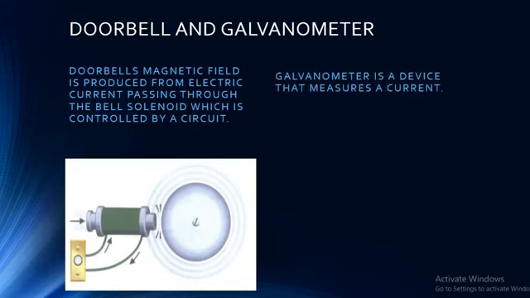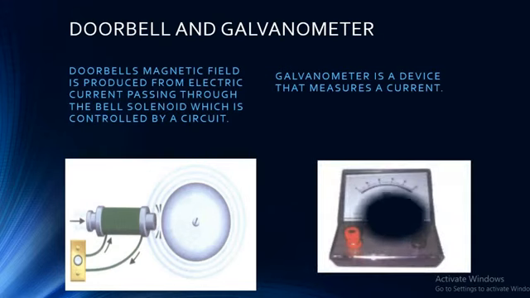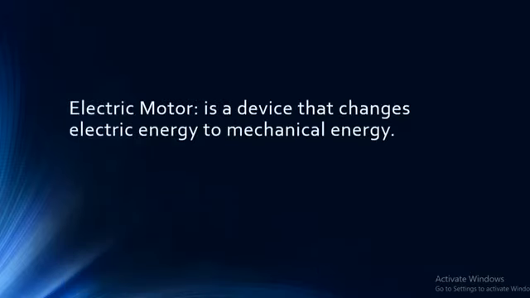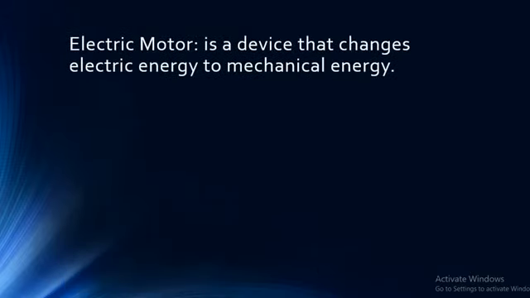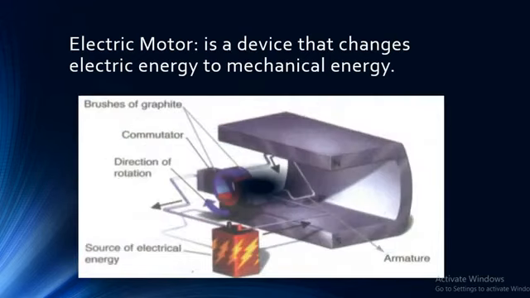What's a galvanometer? It is a device that measures current. This is a galvanometer. An electric motor is a device that changes electric energy to mechanical energy. So this is an electric motor.